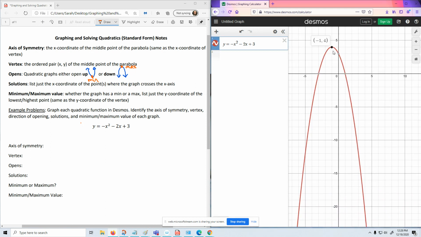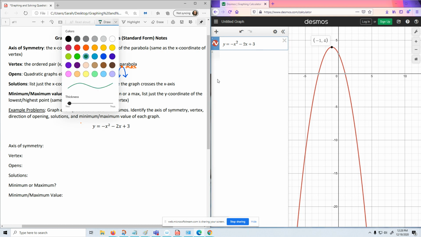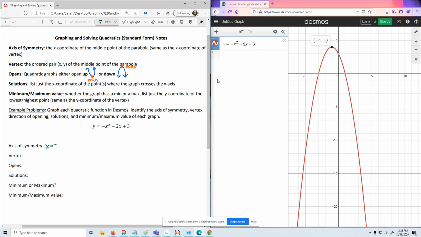So if you click on those gray points, Desmos is kind enough to tell us what the coordinates of those points are. So let's take things one thing at a time. Axis of symmetry we know is the middle point x-coordinate, or the vertex's x-coordinate. So my vertex is the very middle point of my graph. If I click on that, Desmos gives me the coordinates. The axis of symmetry is just the x-coordinate of that point, which is -1. So axis of symmetry is x equals -1. Vertex is the entire ordered pair for the middle point. So -1, 4.